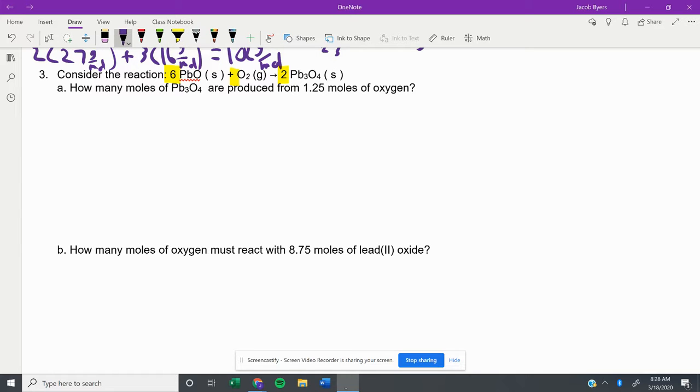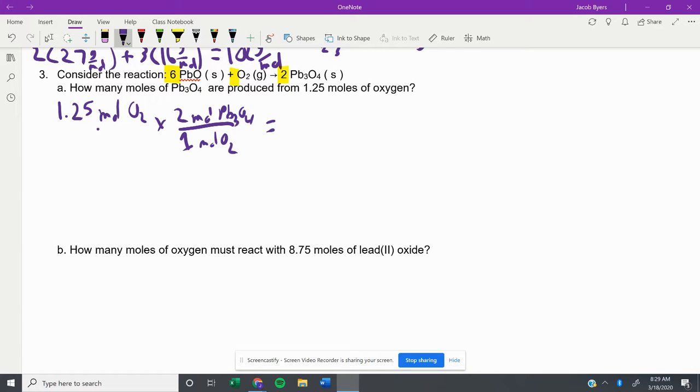So for this part, we are looking at how many moles of lead oxide are produced from 1.25 moles of oxygen. So just like with mass and moles, we can do it one of 2 ways. We can start with 1.25 moles of oxygen gas, and we can look at our mole ratio here and multiply by that. And we know that we've got oxygen gas, and we want to get to Pb3O4. So we need to put moles of O2 on the bottom. And we said our ratio is going to be 1 mole of O2 to 2 moles of Pb3O4.